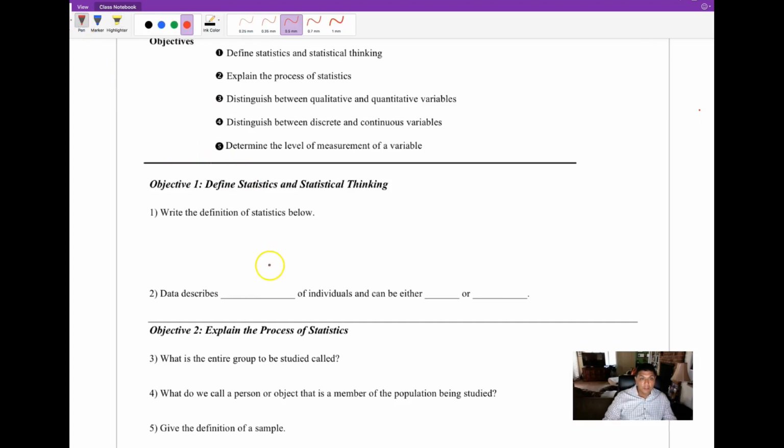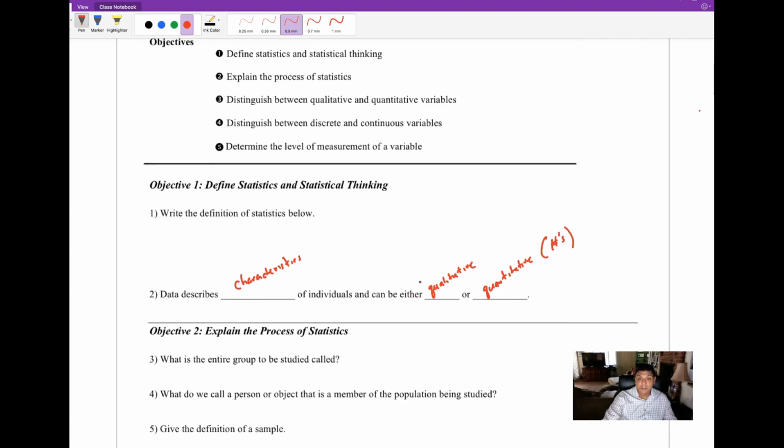But the other thing that you need to know is that when we do statistics and we collect information, that information is called data. And what that data does is describe characteristics of individuals. In this case, those characteristics can be what we call qualitative, or the other one is quantitative. Qualitative has to do with qualities, your hair color, your personality. Quantitative has to do with numbers. How tall are you? What's your age? And that's the difference in the data that we'll be looking at.